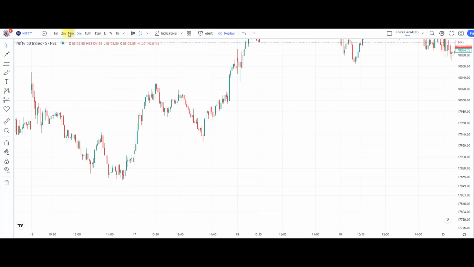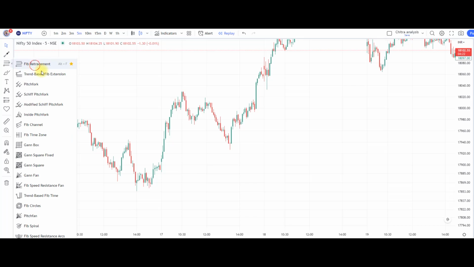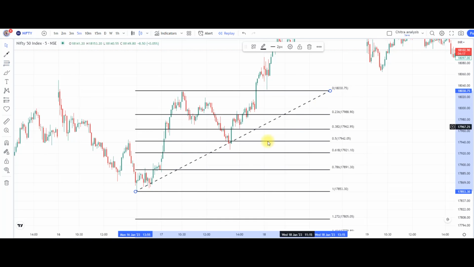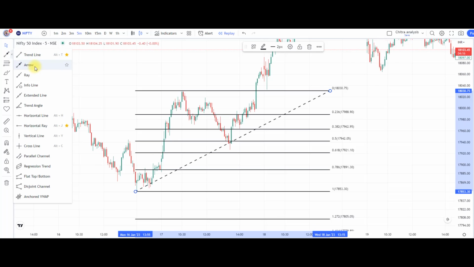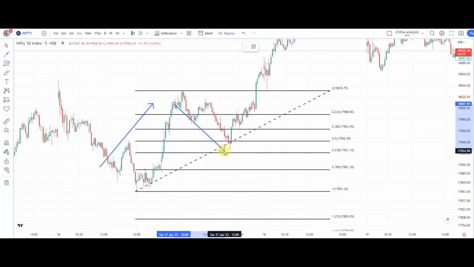This is Nifty 5 minutes time frame chart for intraday traders. So this is the swing low and this is the swing high. So we can draw the Fibonacci from swing low to swing high. So we can see here the price is in uptrend. Okay, and price retraced till 0.5, that is 50%.